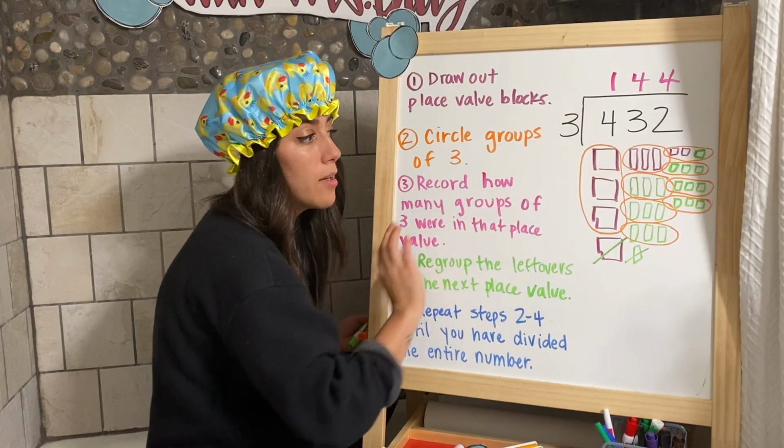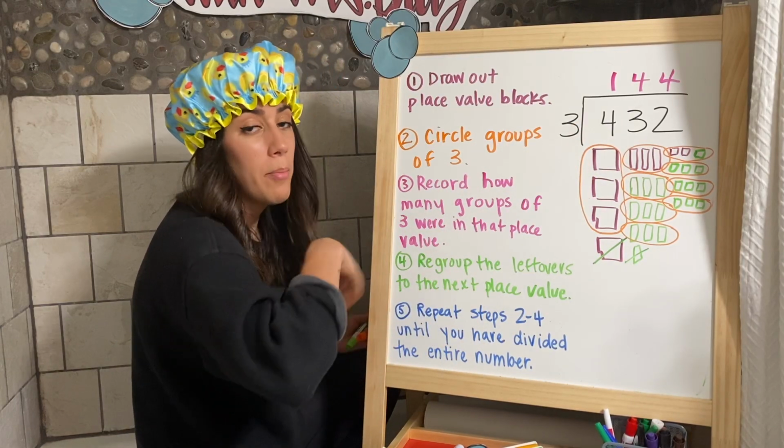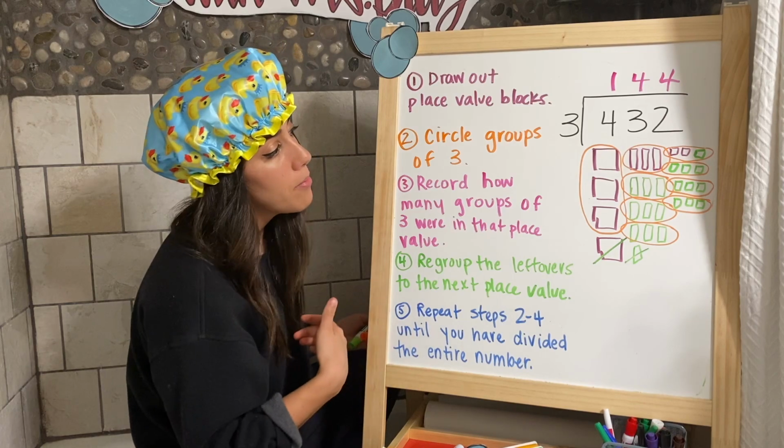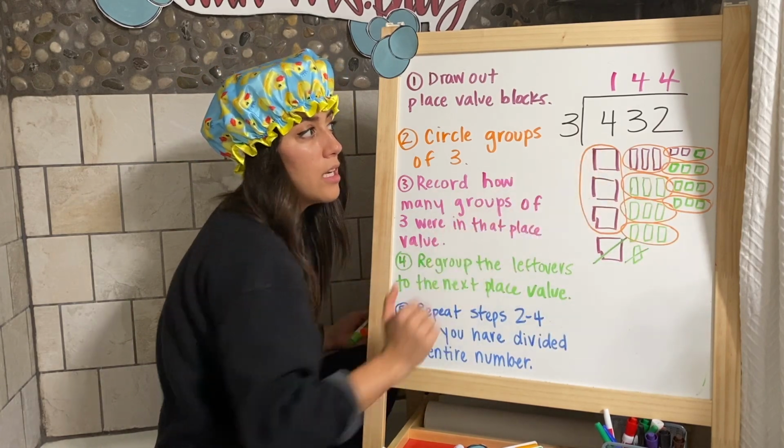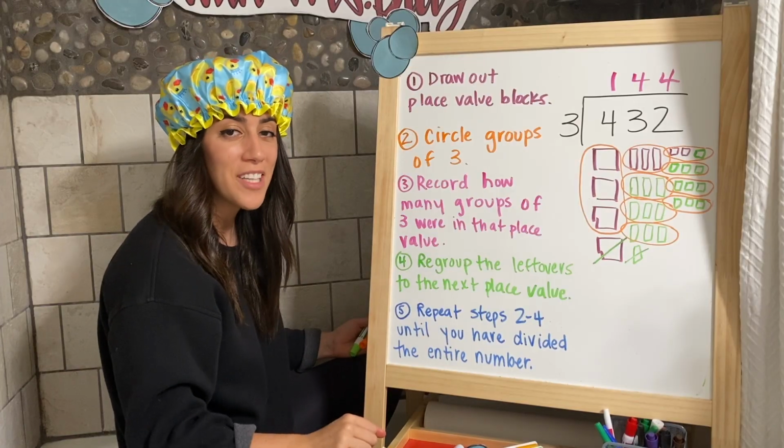You can always go back and make sure that you've done it correctly by trying a different strategy, but I'm hoping that seeing the place value and the base 10 blocks underneath is helpful to you. Good luck.